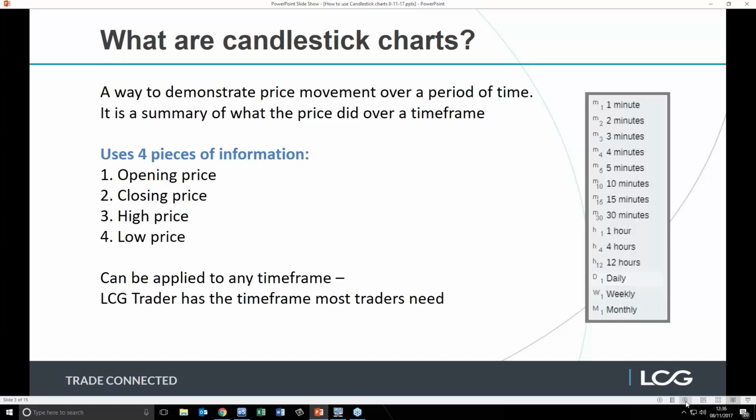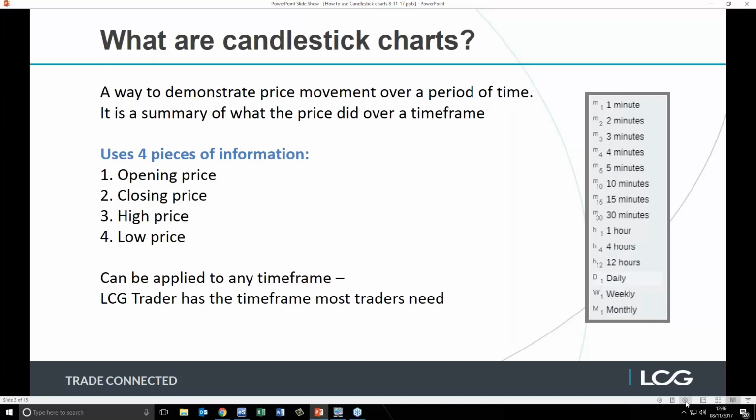So ultimately, what is the candlestick chart? Why are we using it? Well, it's a way to demonstrate price movement over a period of time. Obviously, if you have a 1 minute candle, that candle is a summary of what the price did over that 1 minute time frame.